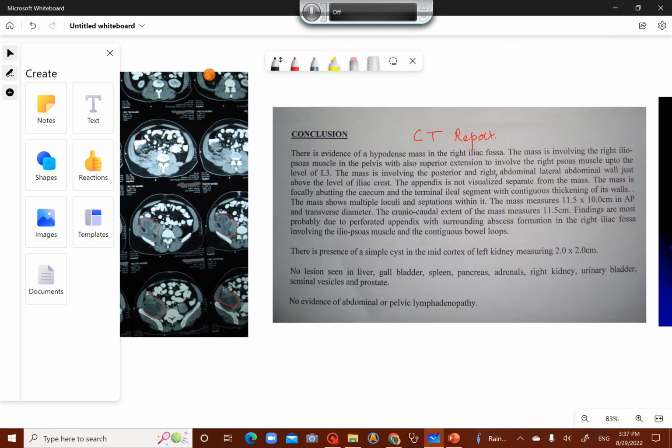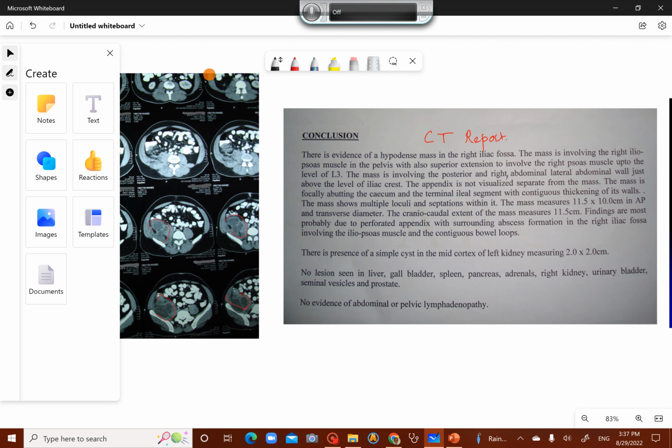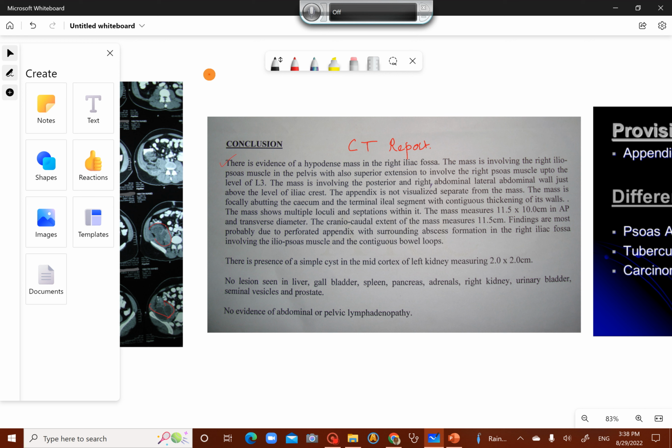And the CT report was there is evidence of hypodense mass in the right iliac fossa. The mass is involving the right iliopsoas muscle in the pelvis, with also superior extension to involve the right psoas muscle up to the level of L3. So this is a very big collection going up the psoas muscle, right up to the level of L3. The mass is involving the posterior and right lateral abdominal wall, just above the level of the iliac crest. Appendix is not visualized separate from the mass.